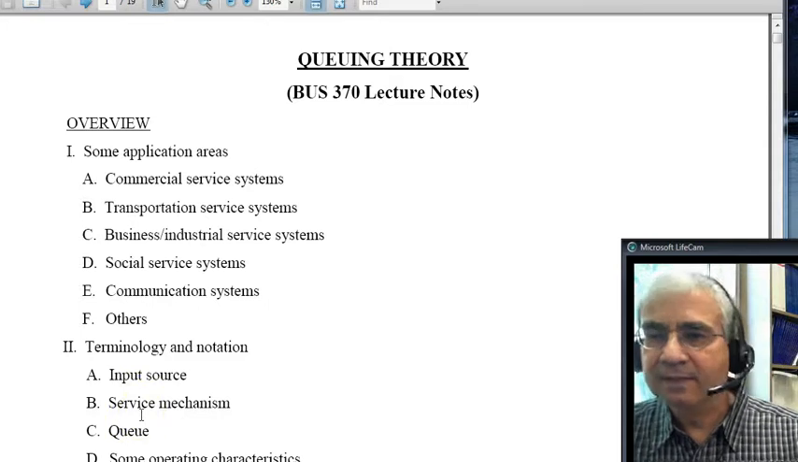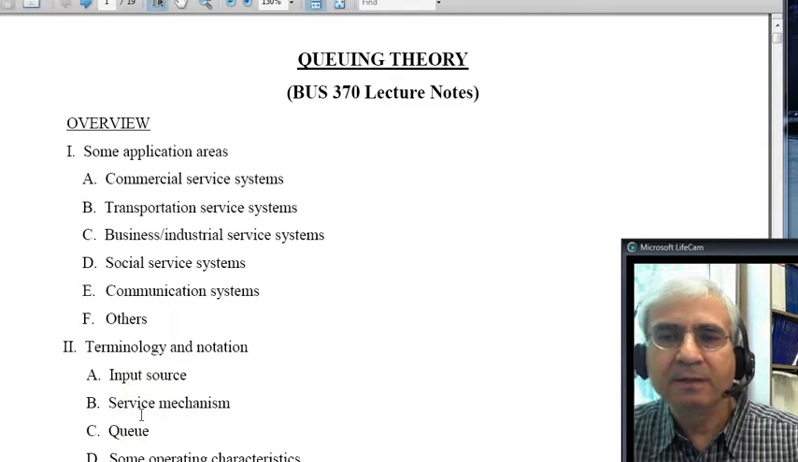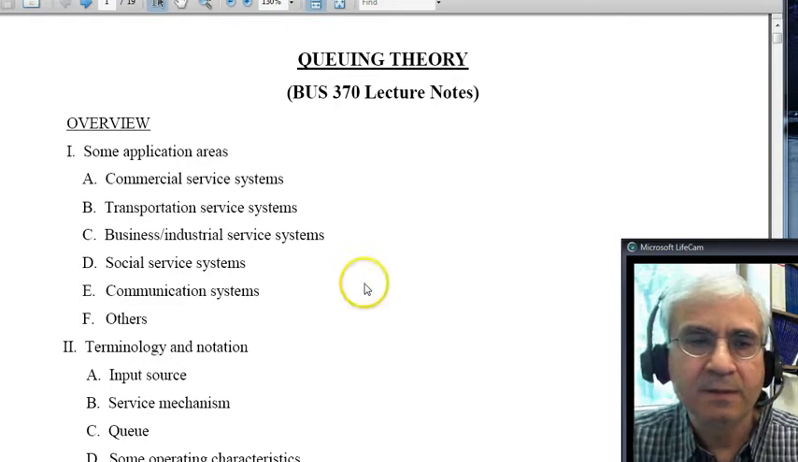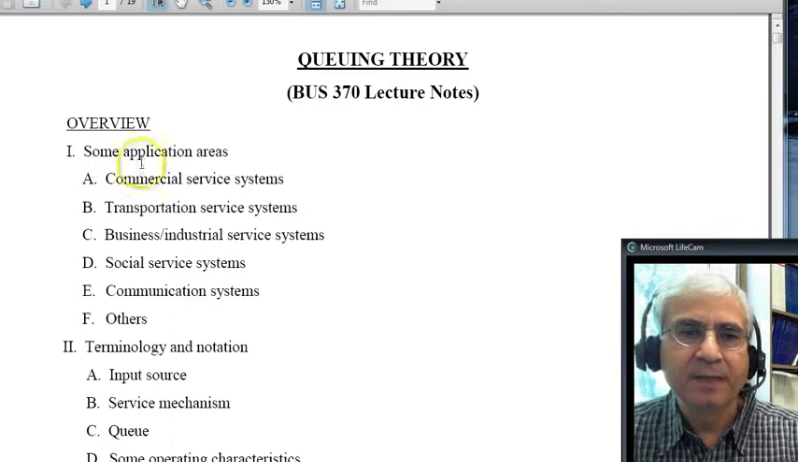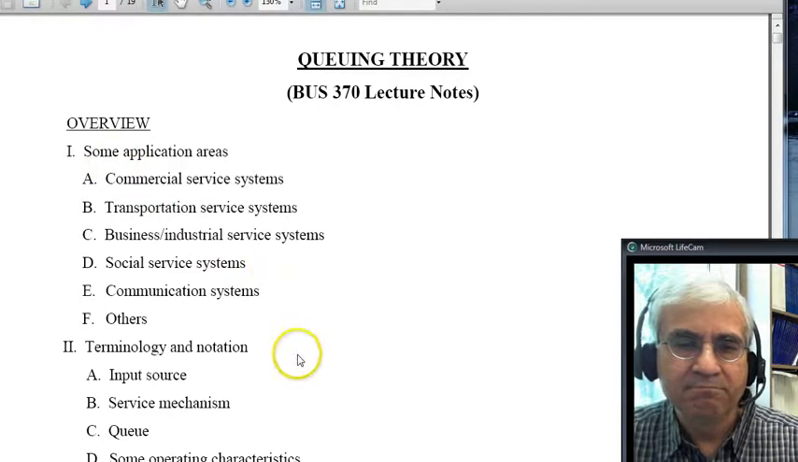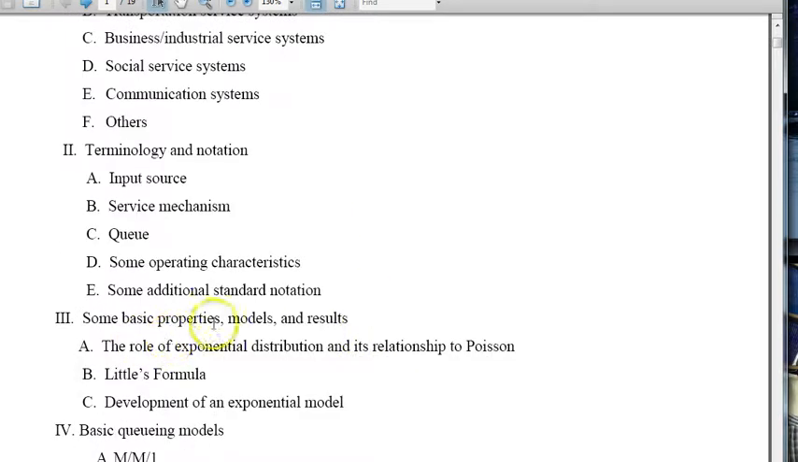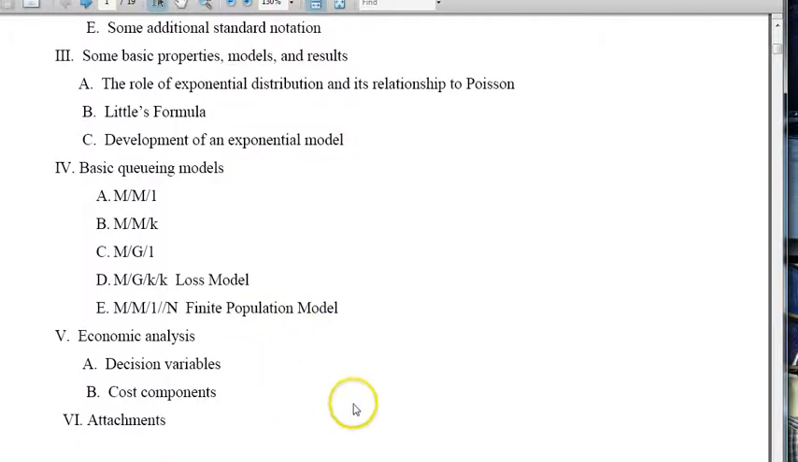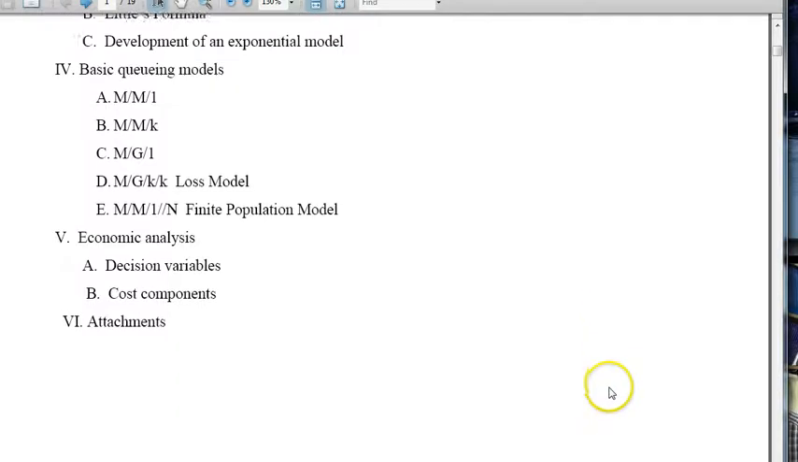Hi, this is the first video on queuing theory or waiting on lines, and basically what we're going to do in this is talk about some areas of application, terminology and notation of queues, talk about some basic properties, general properties including Little's formula, and we'll talk about 5 basic models, focus on these 5 models, and then talk about some economic analysis for queues. So that's the plan for this series of videos.